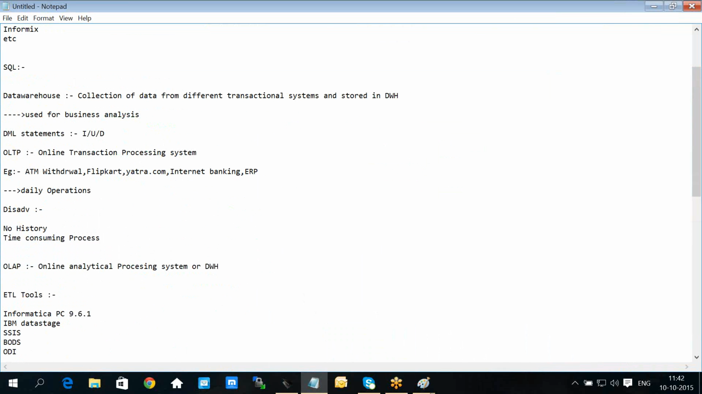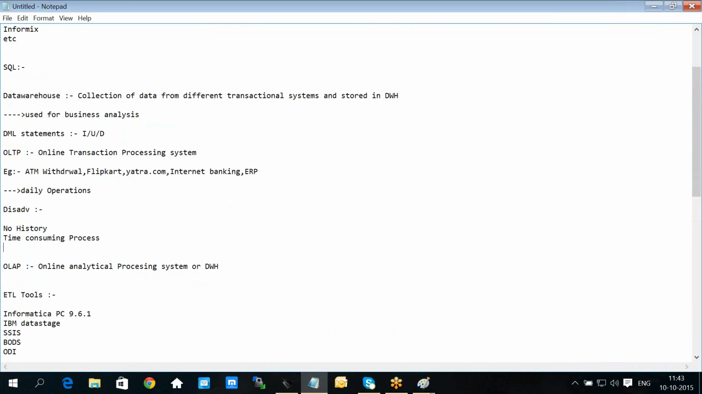Another disadvantage with a transactional system is normalization. Have you heard about normalization? What do you mean by normalization? Normalization is the process to organize the data in your database.